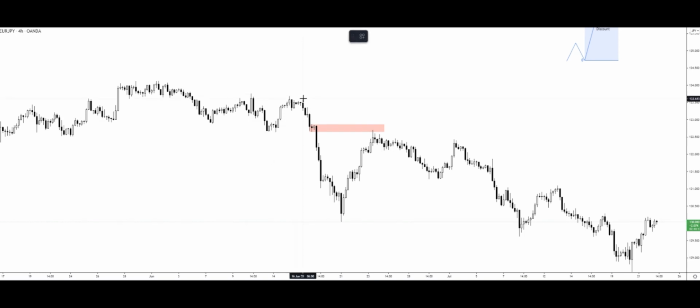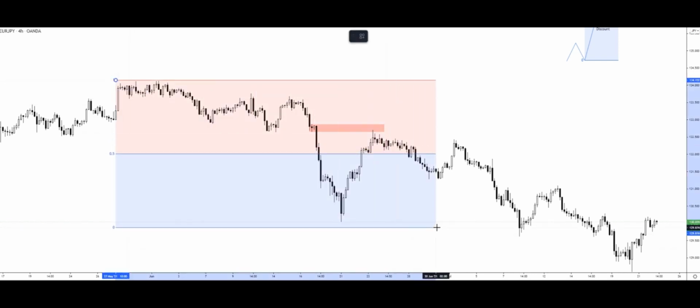So if we just measure the swing high, this is where the initial move happened. But if you want to, that's absolutely fine, you can go ahead and mark up this high like this. That's absolutely fine.